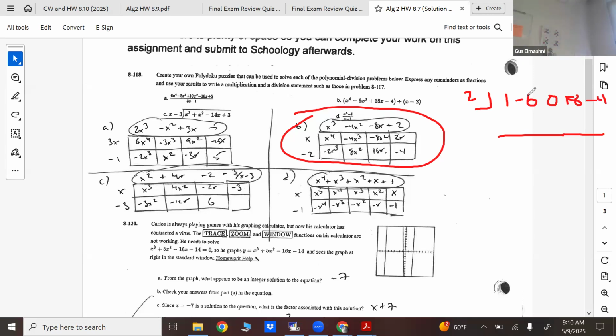Okay, guys, the way this works, this is called synthetic division. The way this works is that anytime you are missing a term, you have to put 0 as a placeholder. So you have to remember to do that. There's no x squared term, so you have to put 0 as a placeholder.